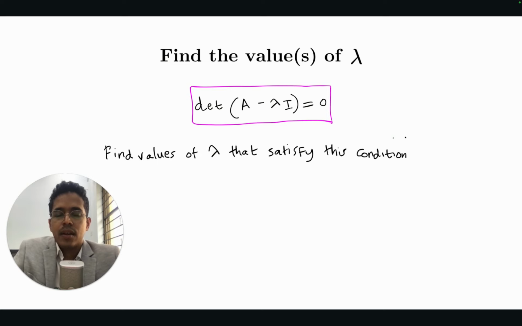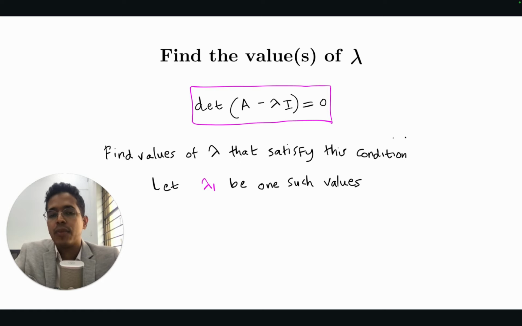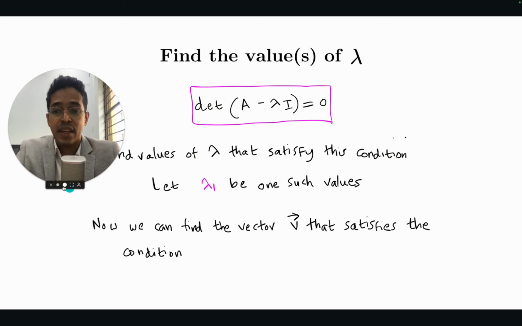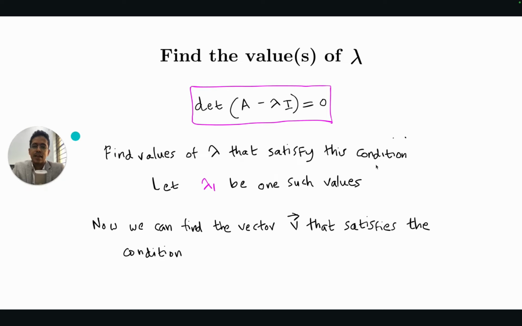But we can do the mathematical calculation which will allow us to find the value of lambda such that the determinant of A minus lambda I equals 0, that condition is satisfied. And let's say lambda 1 is one such value which satisfies this condition, then we can find a corresponding vector V such that (A minus lambda I) times V equals 0. So the condition that we are looking to satisfy ultimately is AV equals lambda 1 times V.